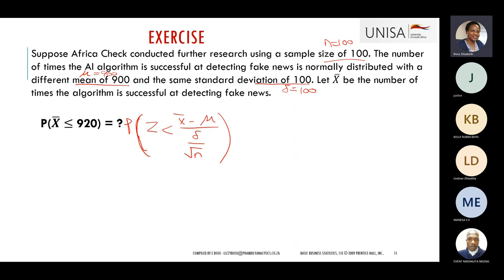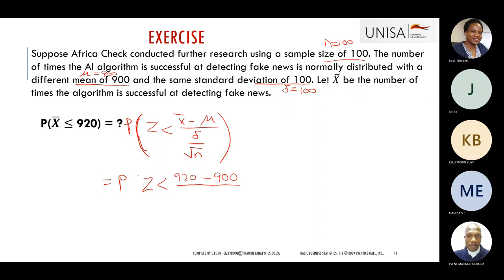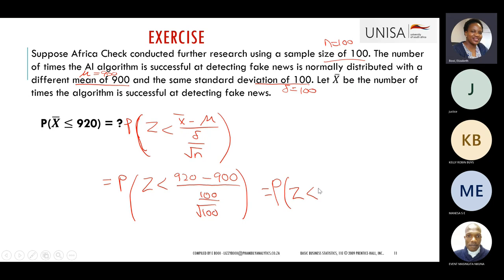Before I go to the table, P of Z less than our sample mean, which is 920, minus our population mean, which is 900, divided by our standard deviation, which is 100, divided by the square root of 100. And what do you get? What is the answer that you get?